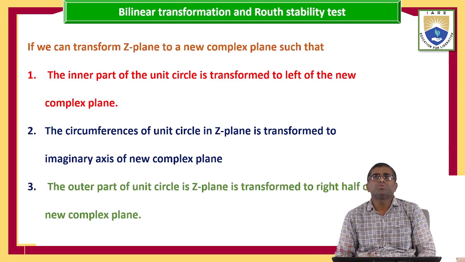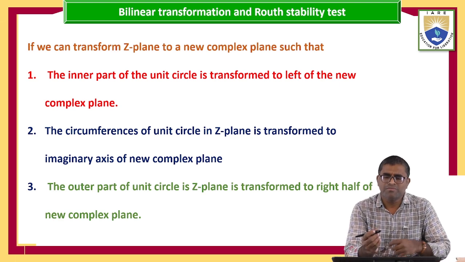Now I am going to transform the Z-plane into a new complex plane. For that, we follow these steps. The inner part of the unit circle is transferred to the left half of the new complex plane. Left half of the new complex plane.